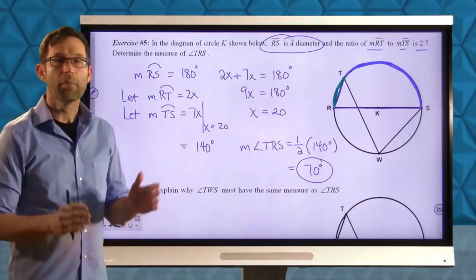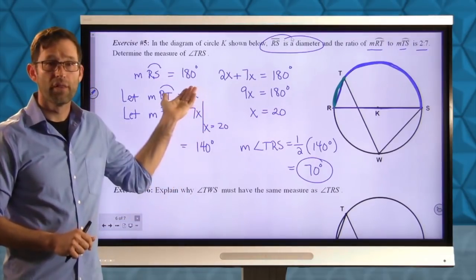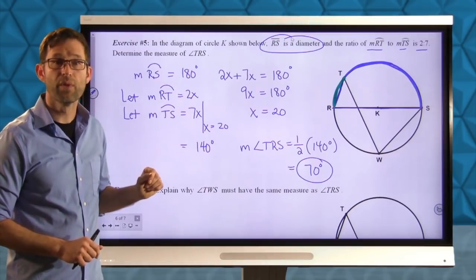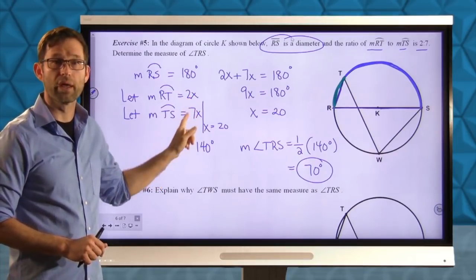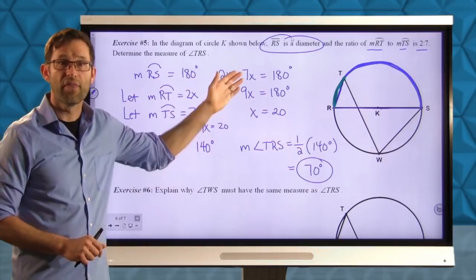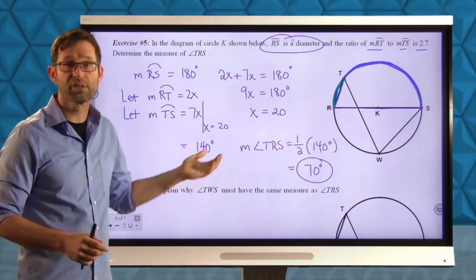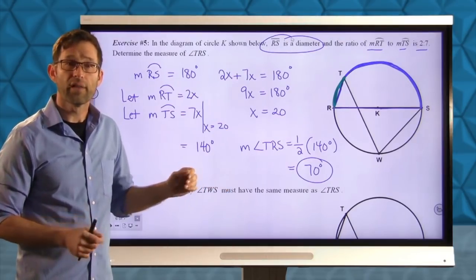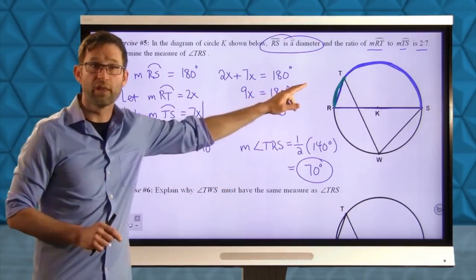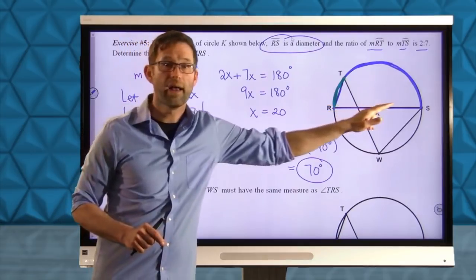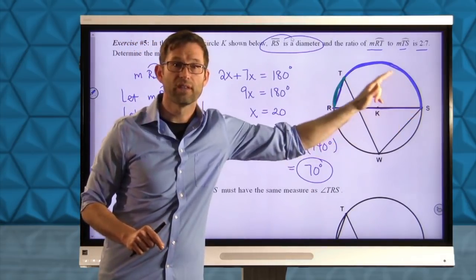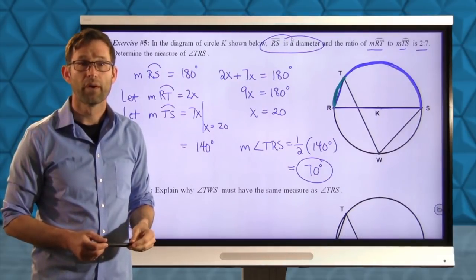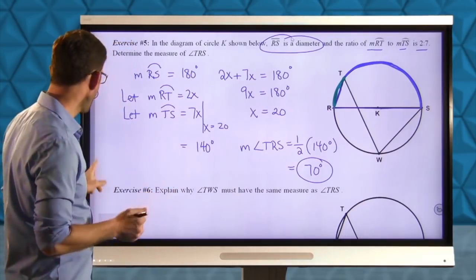All right. But many different things we had to use there. The fact that we had a diameter gave us that overall arc was 180 degrees. The 2:7 ratio meant we could break it up into 2x and 7x. That allows us to solve for the two arcs. Those would actually be 40 and 140. All right. And then finally, that relationship that says that the measure of the inscribed angle, TRS, is 1/2 of arc TS, allows us to finish off the problem. All right, let's take a look at one more problem.